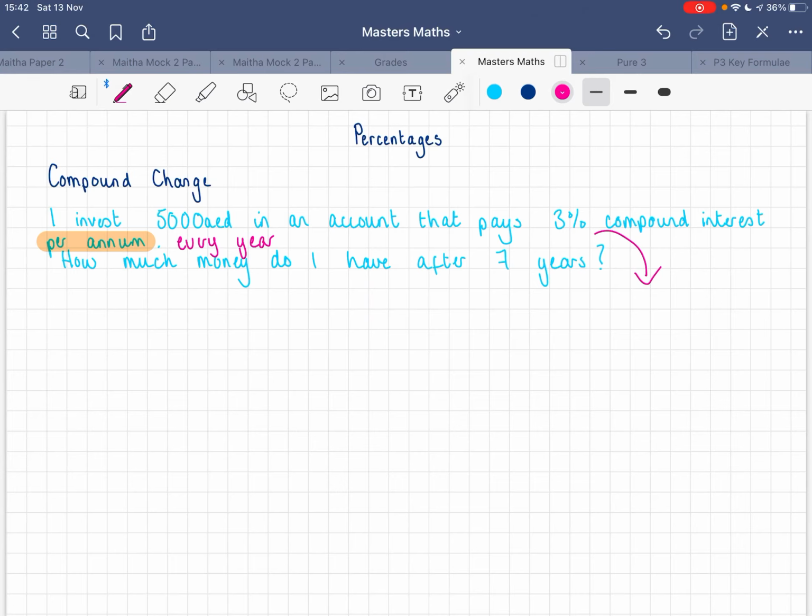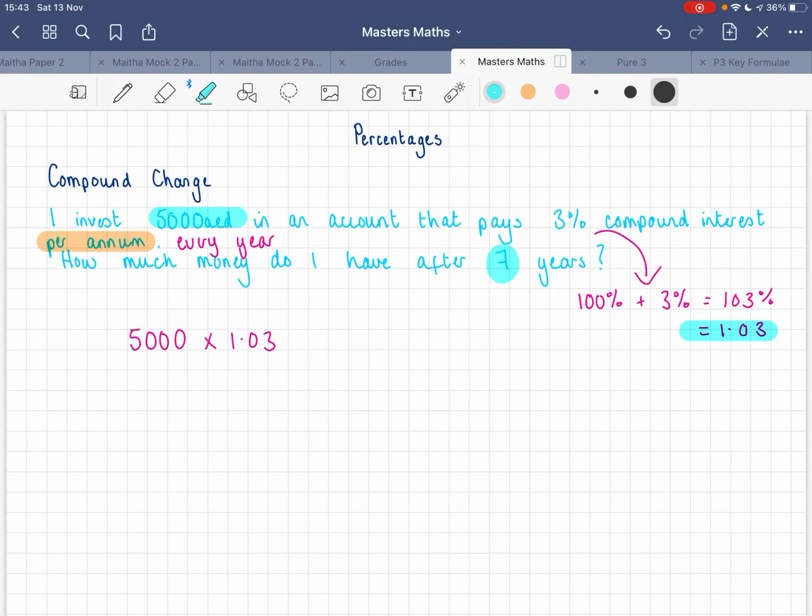So it's an increase. So the first thing I'm going to do is do my 100%, and I'm adding on 3% every year, which is 103%. And then I'm going to change this to a decimal, which is 1.03. I'm going to do the same as I did before, take my amount, which is 5,000, and multiply it by the multiplier, which is 1.03. The only thing I'm doing extra for this one is I have to take into account this 7 years.